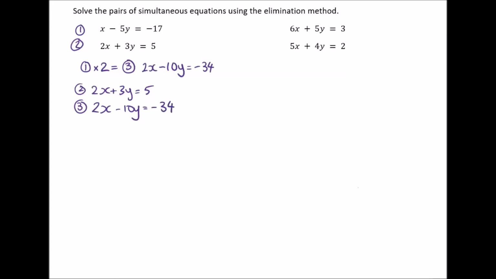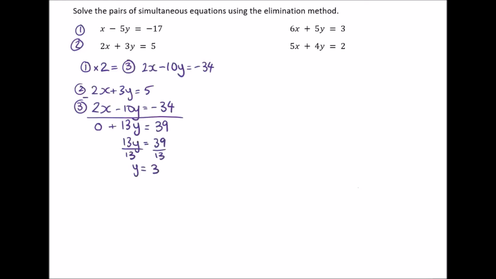And we decide whether we add or subtract. The signs are the same, they're both positive, so we need to take away here. And we have 2x take 2x is 0. Fantastic, we've got that elimination we were looking for. 3y take negative 10y. When we take away a negative, that's the same as adding, so that's plus 13y equals 5 minus negative 34. 5 minus negative 34 is the same as adding, and so that gives us 39. Our equation becomes 13y equals 39, and that's much simpler for us to solve. We divide both sides by 13, and y equals 3.